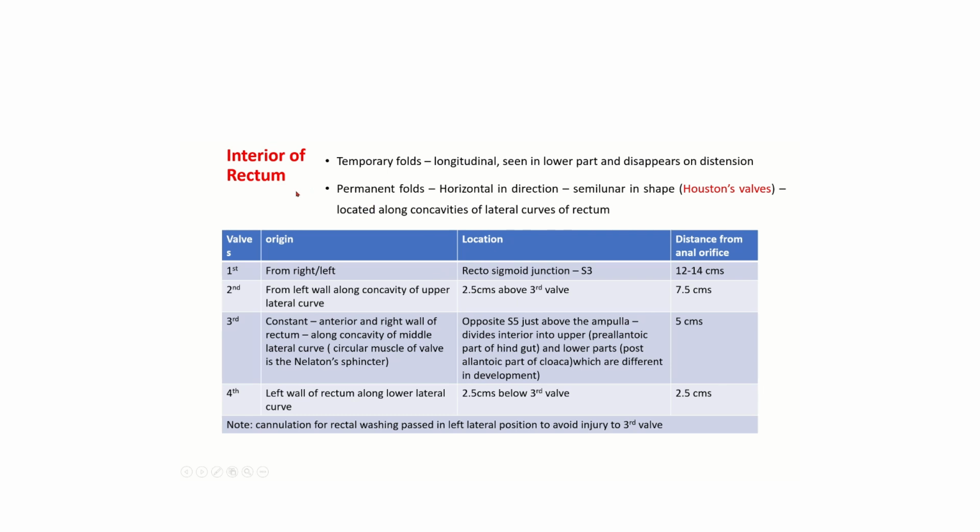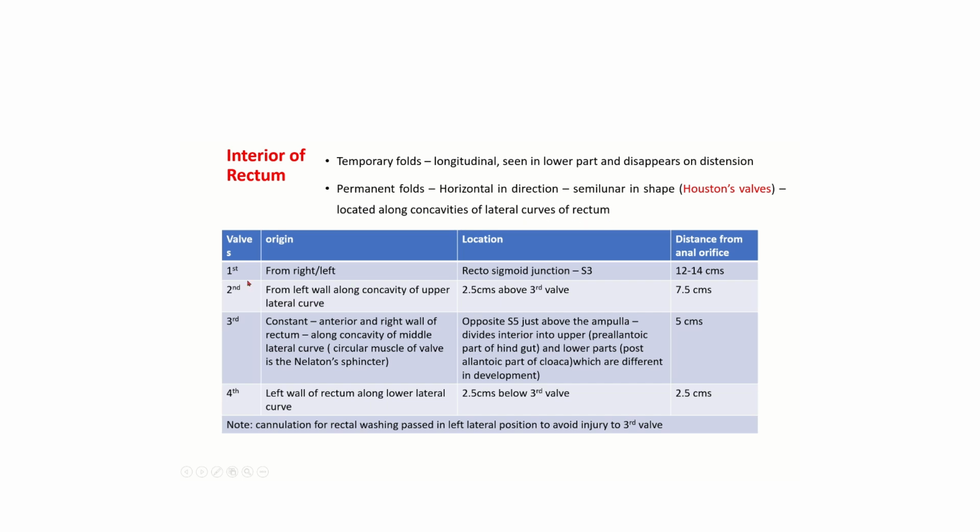So interior of the rectum, there are temporary folds which are longitudinal, seen in lower part and disappear on distension, and there are permanent folds which are most important. These are horizontal in direction, semilunar in shape, formed by duplication of the mucous membrane with underlying connective tissue. These are the Houston's valves, located along concavities of the lateral curves of the rectum.